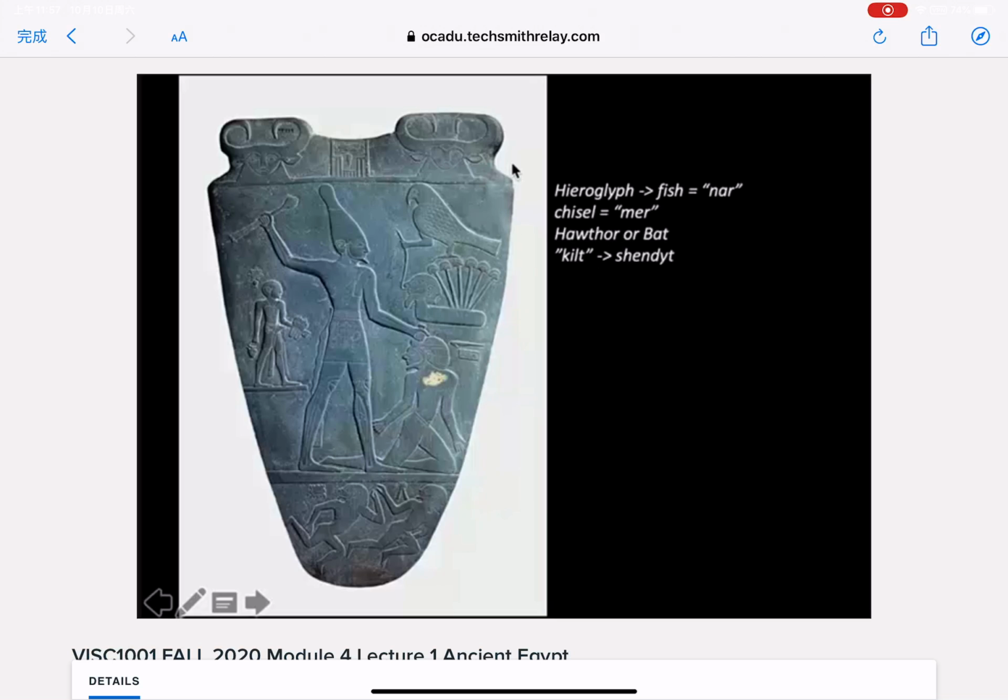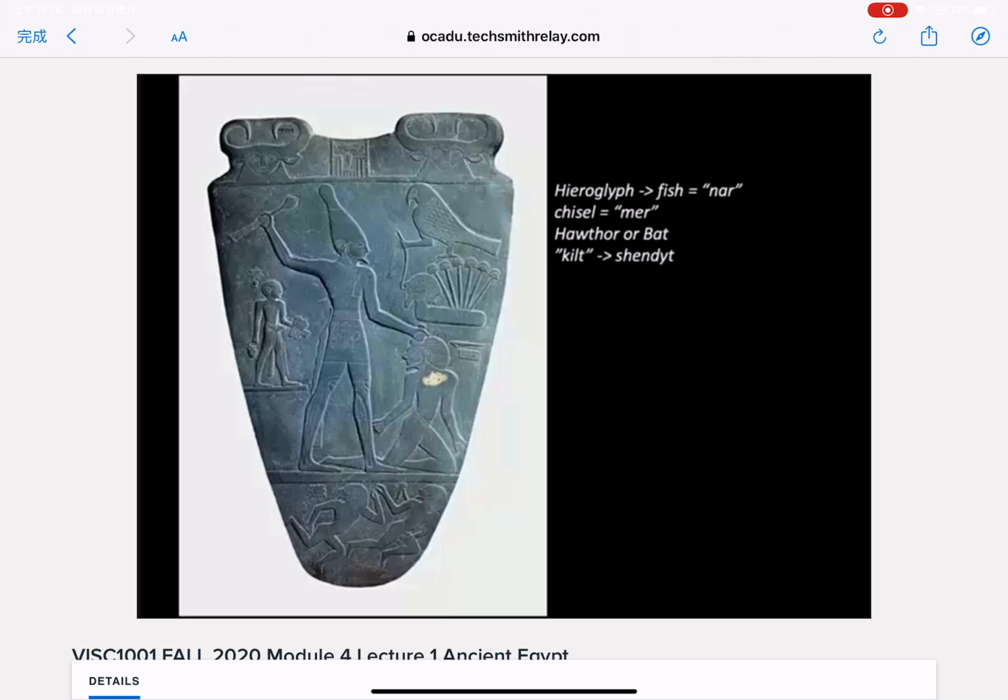we see some symbols. At the very top, we have, to the left and right, what looks like the heads of cows. And these are actually representations of a goddess. Some say they represent the goddess Hathor. Some people say that these animal heads, these cows, represent the goddess Bat. There's a little bit of debate there.